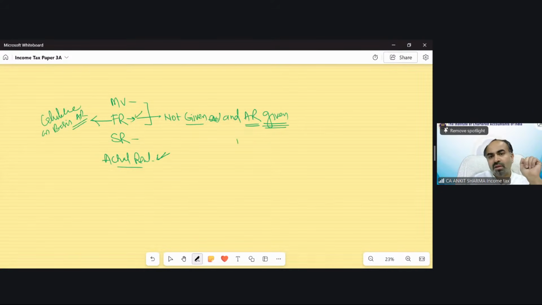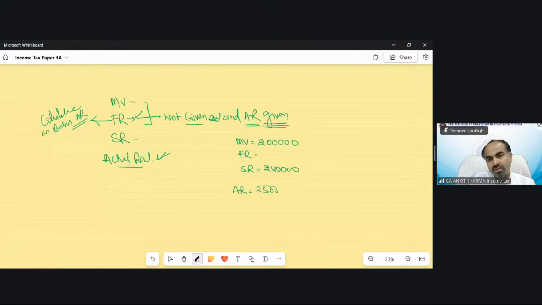For example, suppose the municipal value given in the question is 2 lakh. The fair rent is not given in the question, silent. Standard rent is, suppose, 2,40,000. Actual rent per month has been given as 25,000, and 2 months unrealized rent. So which case is it? It is case number D.